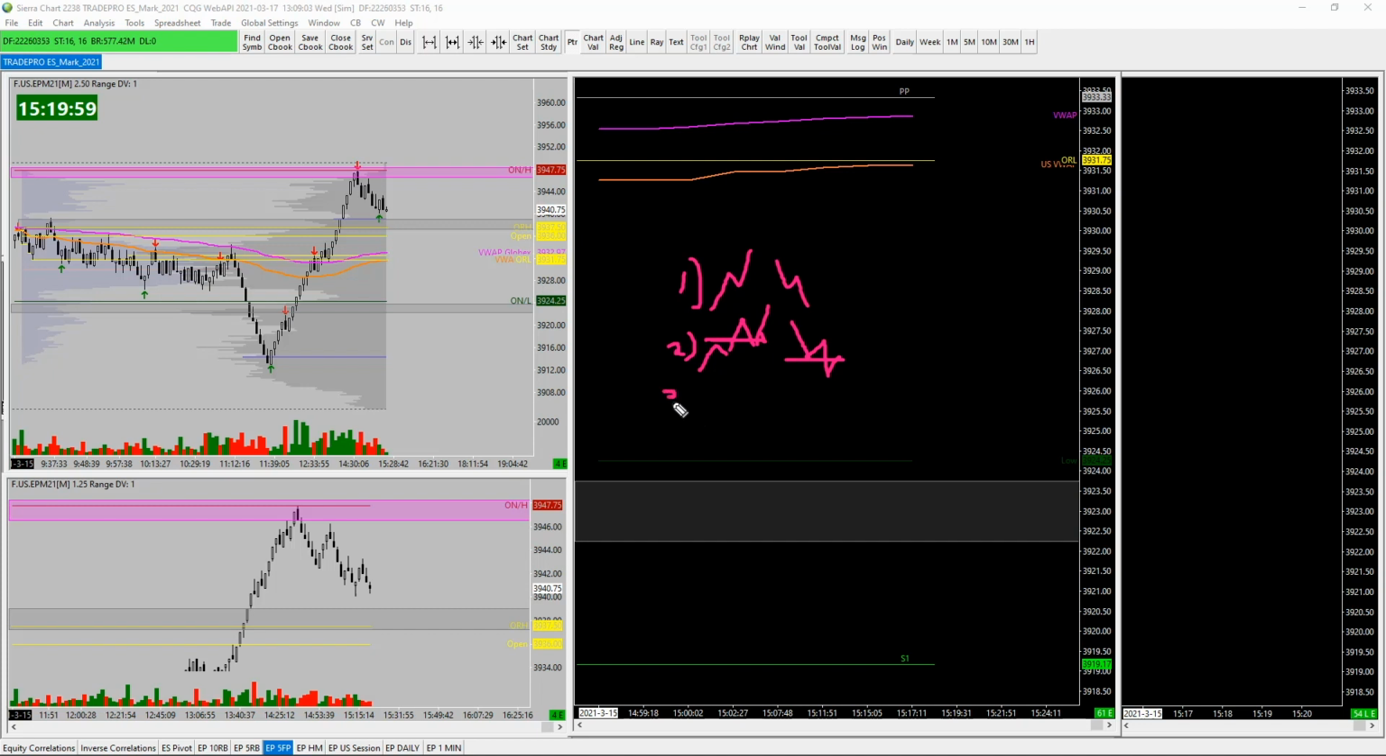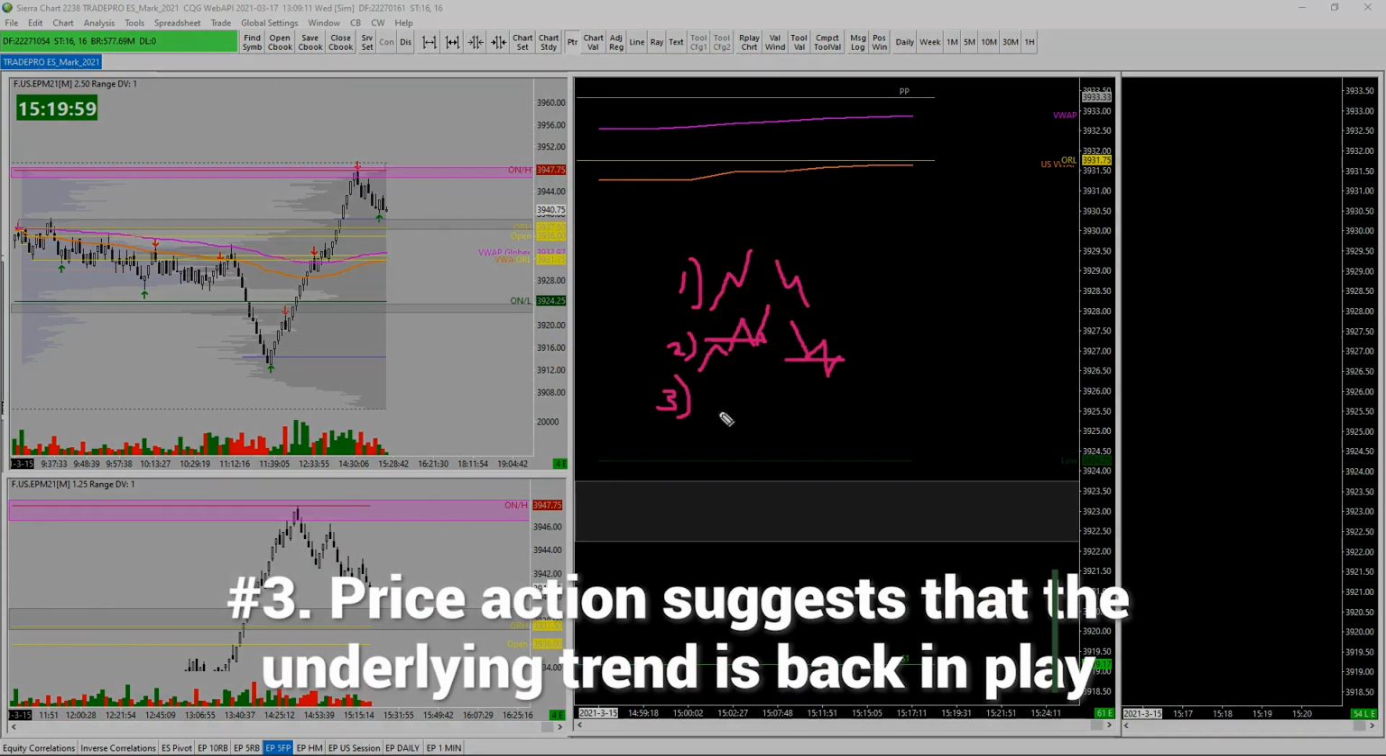And then number three, what you generally like to look for once the market gets back into a level of interest, you want to see price action suggest that the underlying trend is back in play.